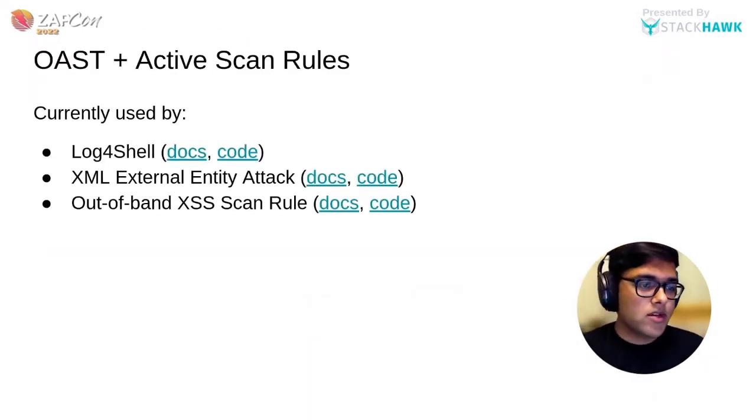We can use OAST payloads. There are already a bunch of active scan rules in ZAP that make use of them. Some of them are Log4Shell, XML external entity attack, and the out-of-band XSS scan rule. So we're going to go into a bit of detail on how you can write your own active scan rules and use OAST payloads in them.